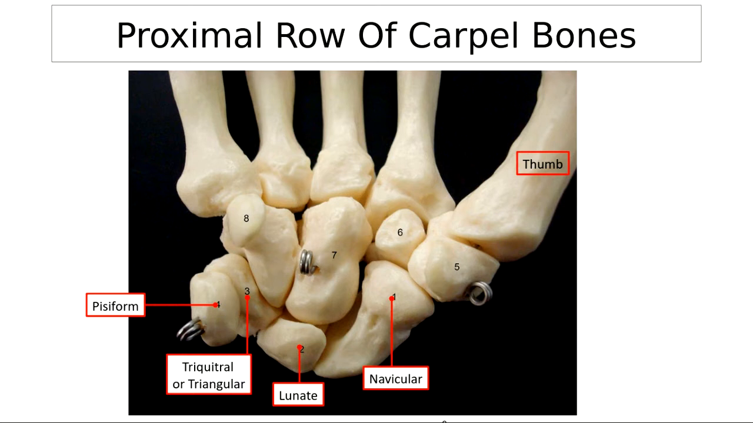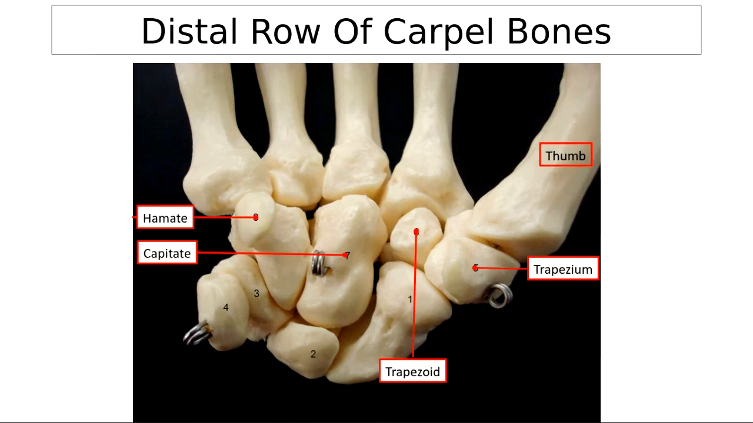Well, that's the proximal row. The distal row is not too bad. Let's look at those. You have 4: 1, 2, 3, 4. Now you have 2 that are traps, trapezium and trapezoid, and I figured out a real easy way to keep those 2 straight, which one's which. And here's how you do it.